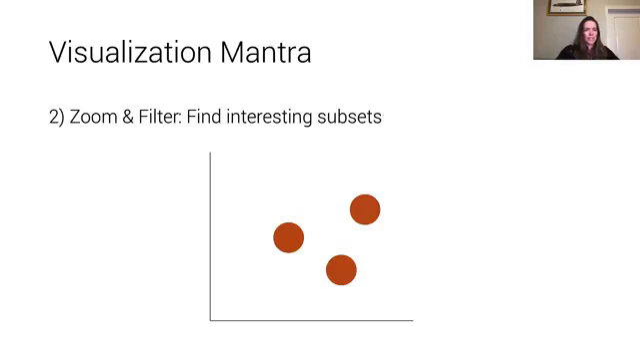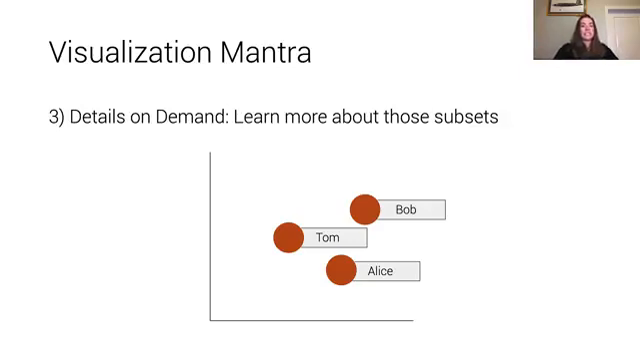And that's where we get to the third stage of the mantra, this idea of details on demand. The basic idea here is that we want to give our users more information about the particular subsets of data they're interested in. For example, here, to provide details on demand, we might provide labels on mouse overs or tooltips that tell us that these data points correspond to Bob, Tom, and Alice.